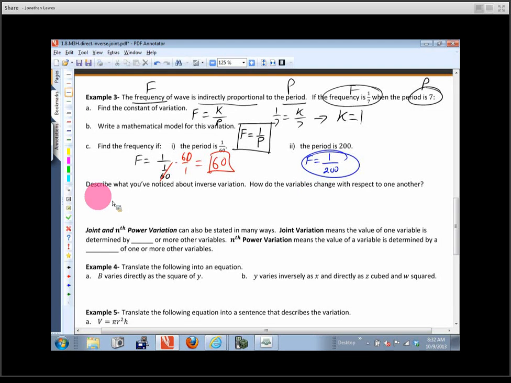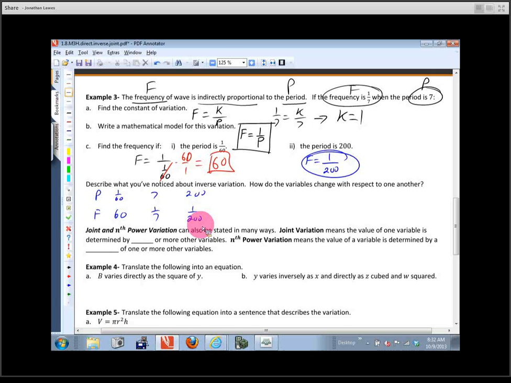Okay, so let's write this. Period, frequency. Let's see. Smallest period was 1/60th. Frequency was 60. Next smallest period, 7. Frequency is 1/7. And if the period is 200, the frequency is 1/200.